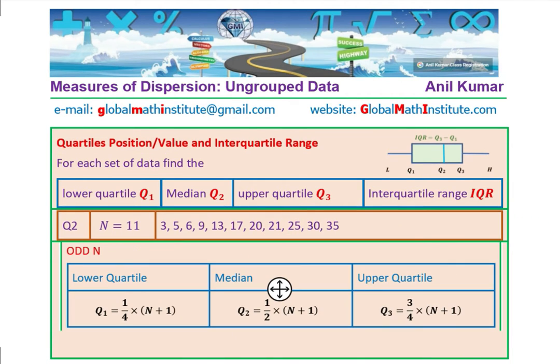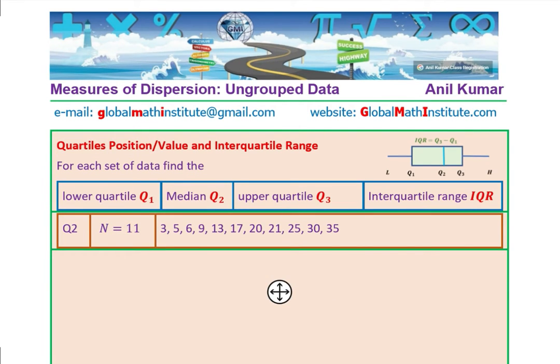Let's do the second question, which is right there for you. There are this time 11 data points: 3, 5, 6, 9, 13, 17, 20, 21, 25, 30, and 35. So n is 11 for you. In this case, it is an odd number, so use these formulae to find the position. First find the quartile position using the formula, then you find the element, correct? So let's move on and write down the answer.